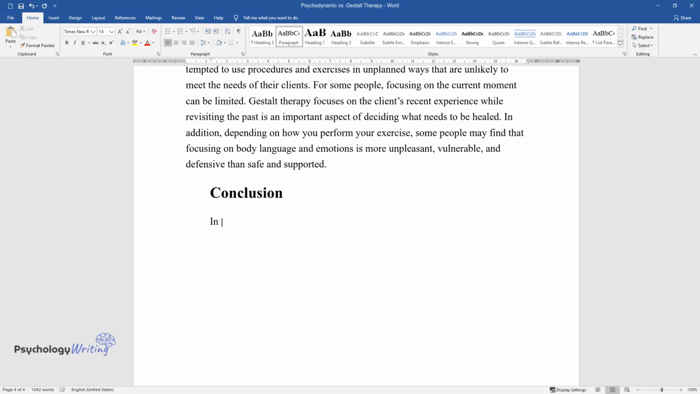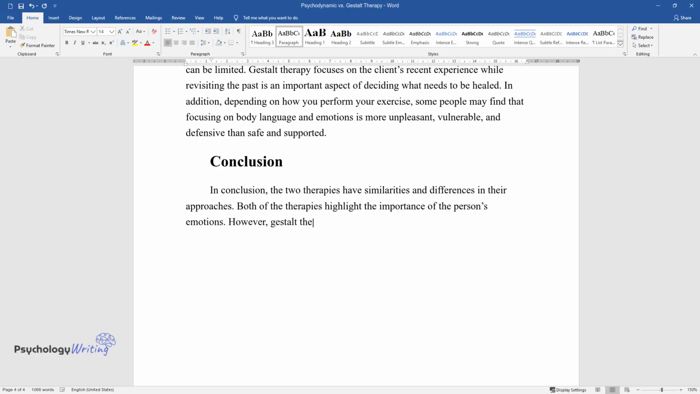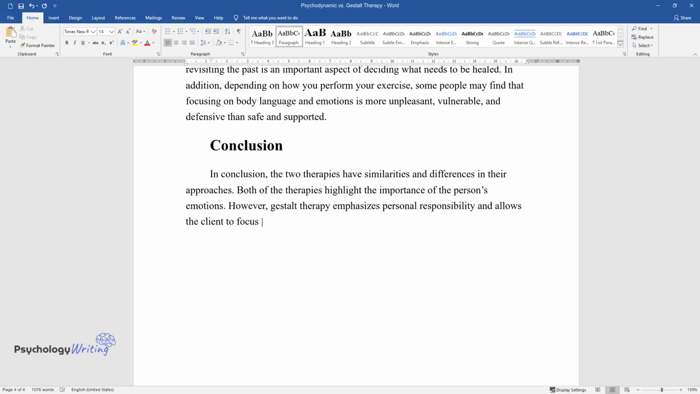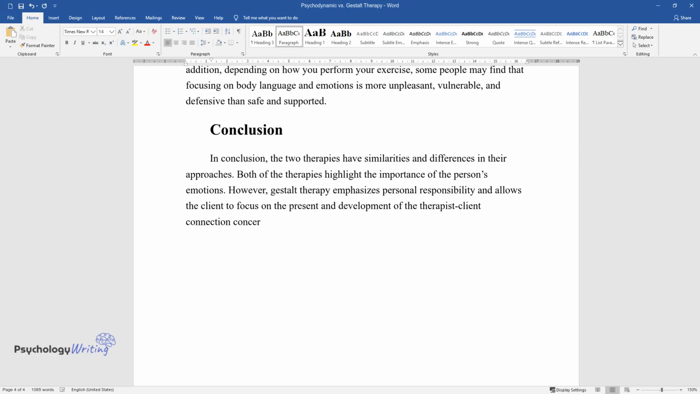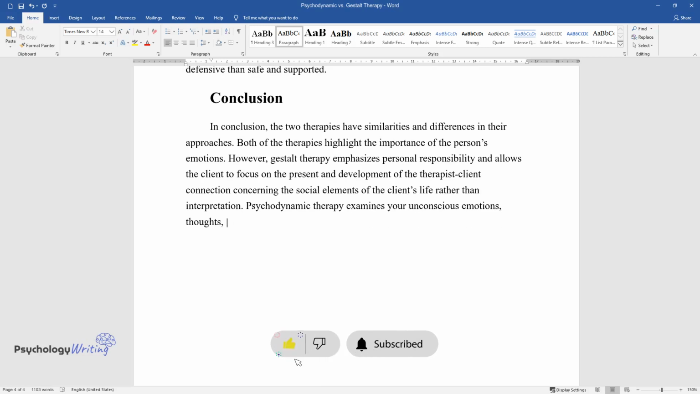Conclusion. In conclusion, the 2 therapies have similarities and differences in their approaches. Both of the therapies highlight the importance of the person's emotions. However, Gestalt therapy emphasizes personal responsibility and allows the client to focus on the present and development of the therapist-client connection concerning the social elements of the client's life rather than interpretation. Psychodynamic therapy examines your unconscious emotions, thoughts, and the impact your story has on the present.